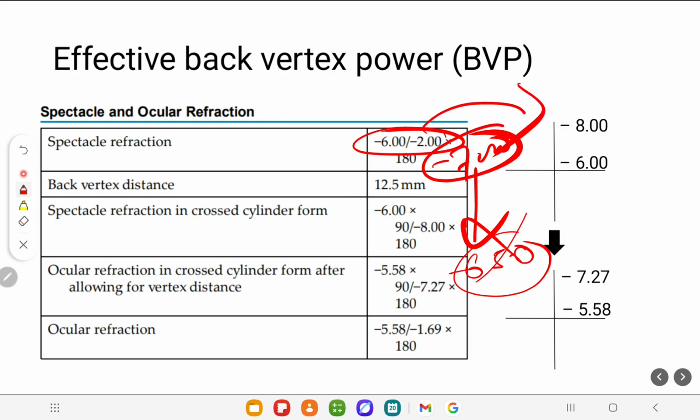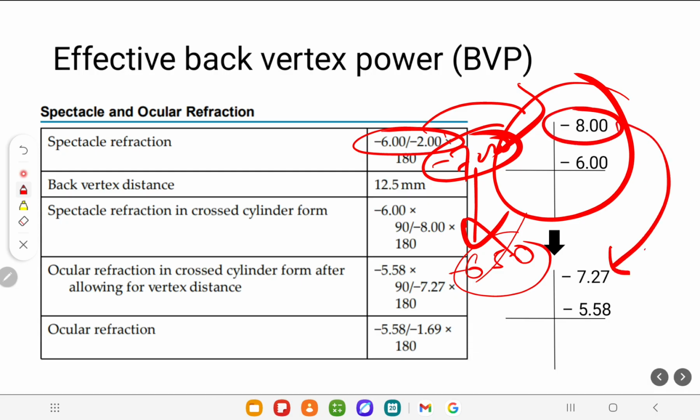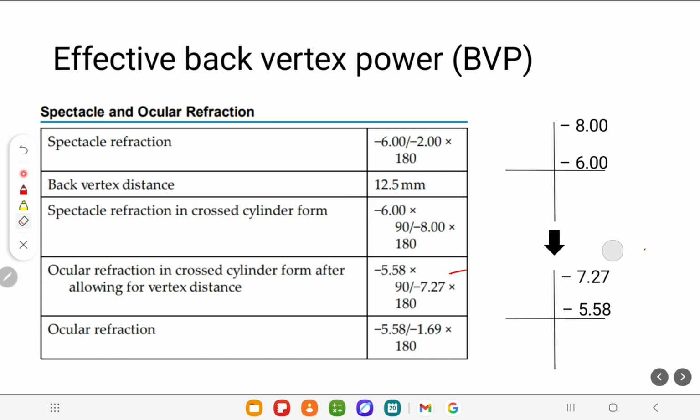Just convert it first into the cross, okay. Then one meridian at a time, meaning 90 degrees, 8 converted back to 7.72, 6 diopter converted back to minus 5.58. It's very important, just remember. Wait, let me clear it up. It's very important. See, I'll tell you why it's very important. 8 converted to 7.75, 6 converted to 5.58. Now remember, 8 decreases more rapidly compared to 6.